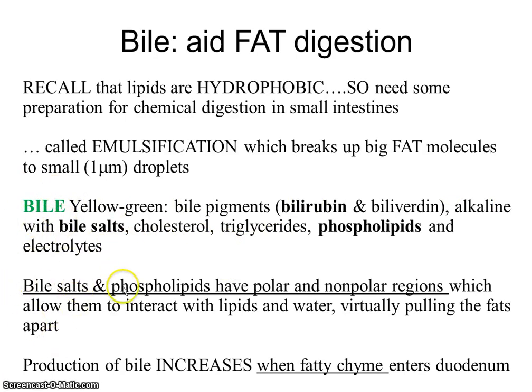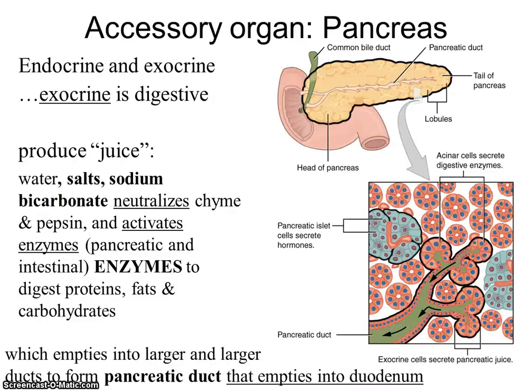All right, so the bile salts and phospholipids are what really help us emulsify because they have both polar and non-polar chemical regions. And so they interact with lipids and water, and they're going to help allow them to interact together. So production of bile will increase when fatty chyme enters the duodenum. And that fatty chyme entering the duodenum will signal the release of cholecystokinin, and cholecystokinin will target the liver and gallbladder.